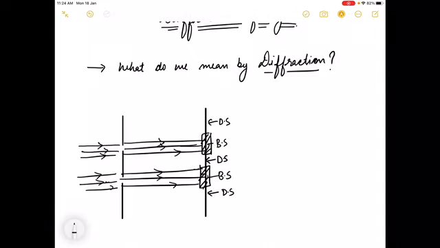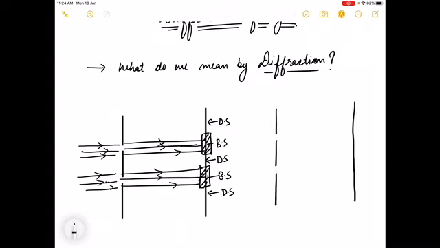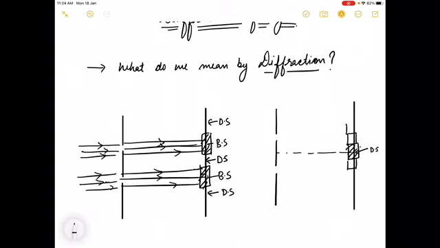But actually, when we did the same experiment, we came to know that at the center, where we expected the dark fringe, we got a bright fringe. And we were getting this pattern of alternate dark and bright fringes.